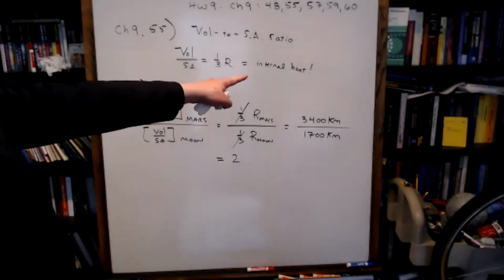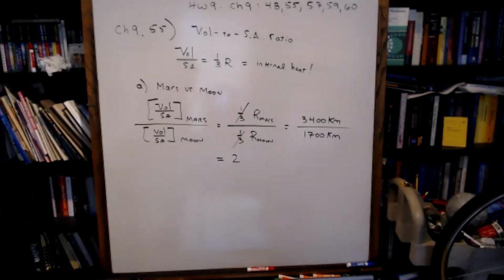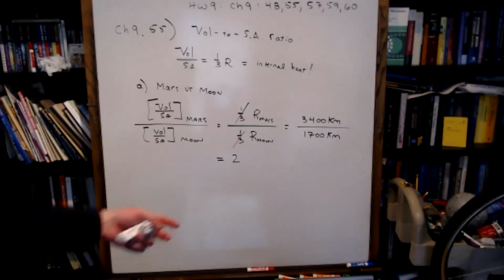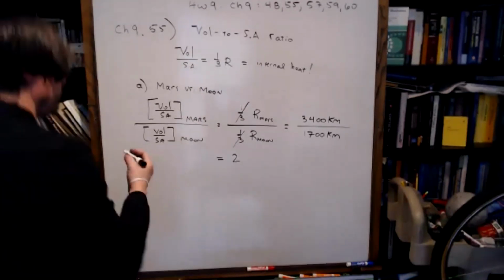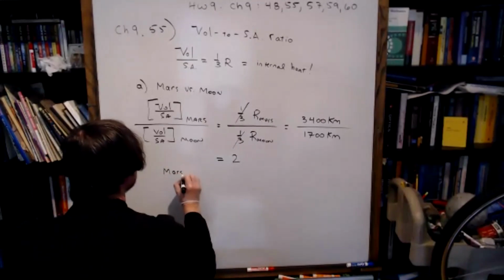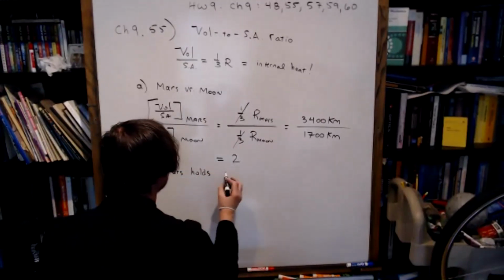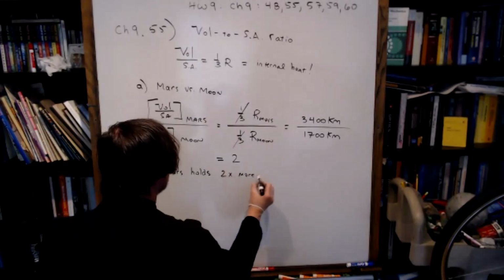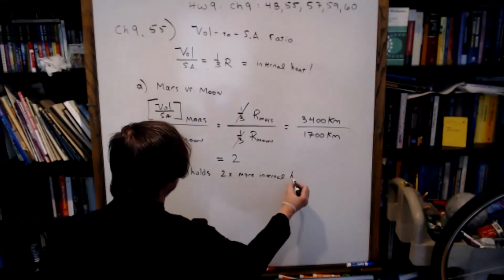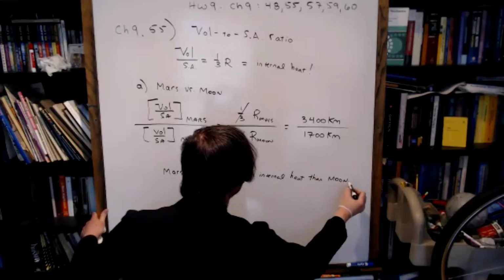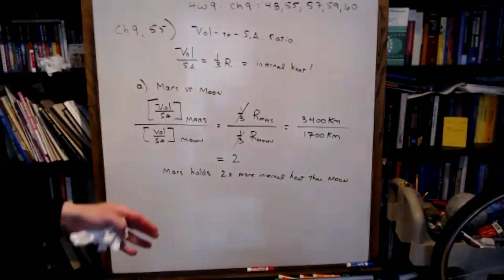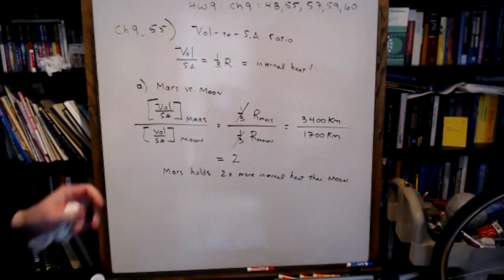The internal heat. Okay, so walk me through the logic then. I have no clue, but no, come on, you're doing it. So Mars is 2 times the internal heat of the Moon. Pretty much, yeah. Mars holds 2 times more internal heat than the Moon. Another way to look at it would be the Moon cools off 2 times faster than Mars.